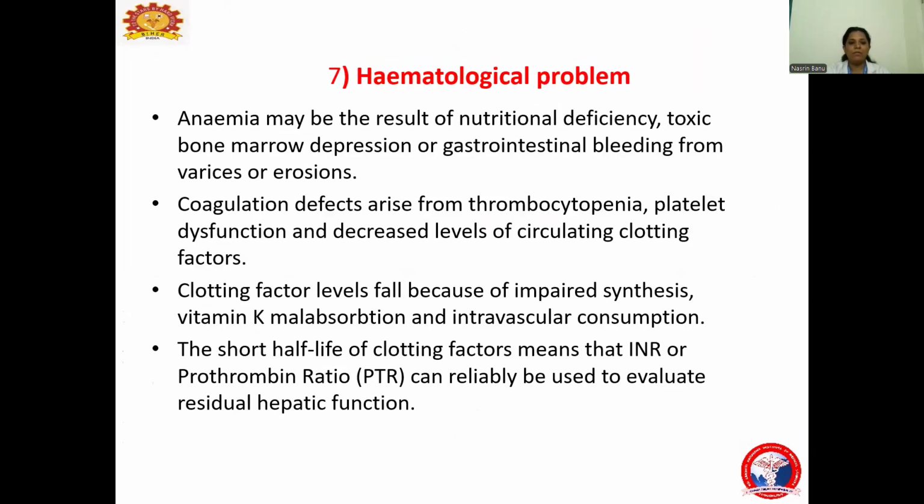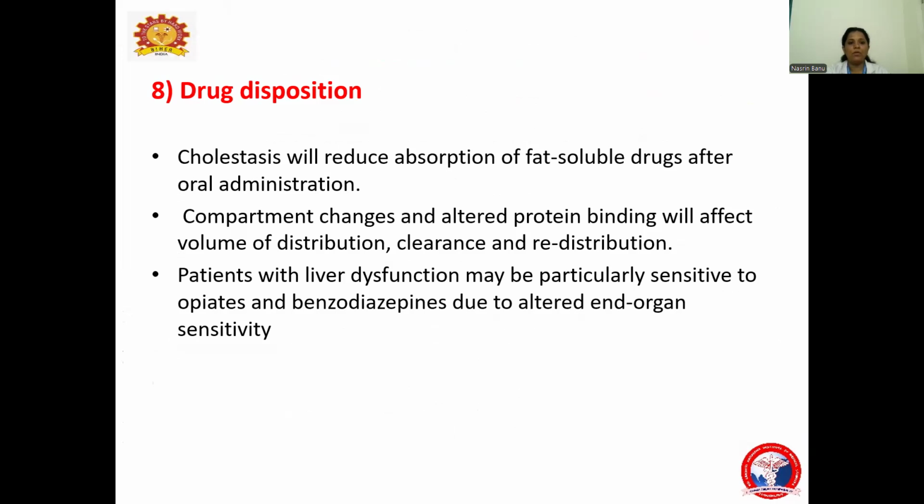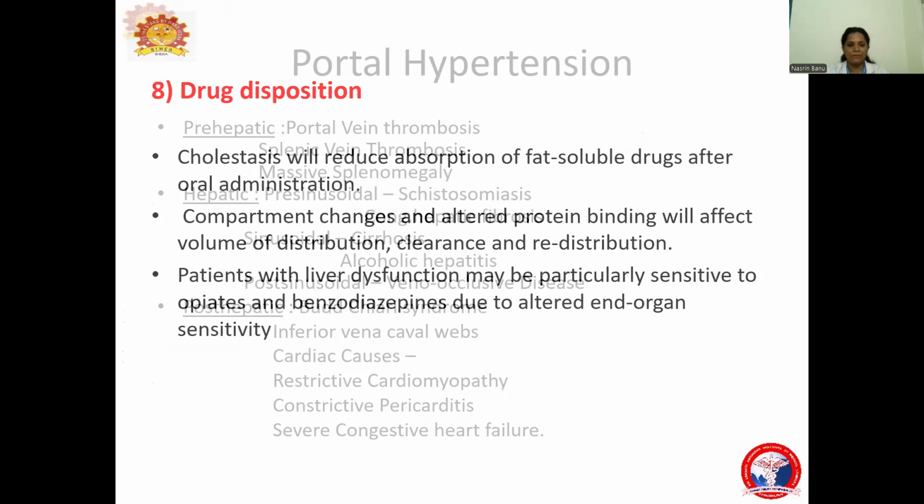Hematological problems: anemia may be the result of nutritional deficiency, toxic bone marrow depression, or gastrointestinal bleeding from varices or erosions. Coagulation defects arise from thrombocytopenia, platelet dysfunction, and decreased levels of circulating clotting factors. Drug disposition: cholestasis will reduce absorption of fat-soluble drugs after oral administration. So patients with liver dysfunction may be particularly sensitive to opioids and benzodiazepines due to altered end organ sensitivity.